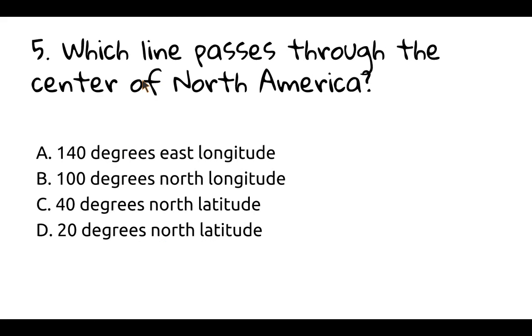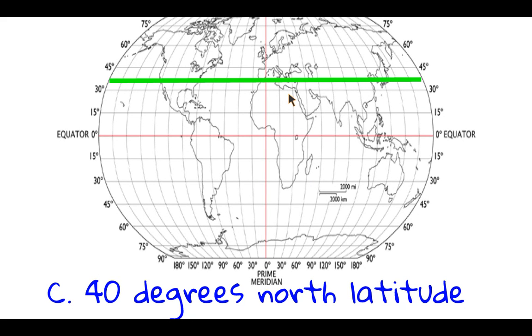Number 5, which line passes through the center of North America? The biggest thing you can do here is trace all of the lines. So trace each answer choice and see which one goes through North America's center. A, 140 degrees east longitude, B, 100 degrees north longitude, C, 40 degrees north latitude, or D, 20 degrees north latitude. Pause and finish. The answer is C, 40 degrees north latitude.